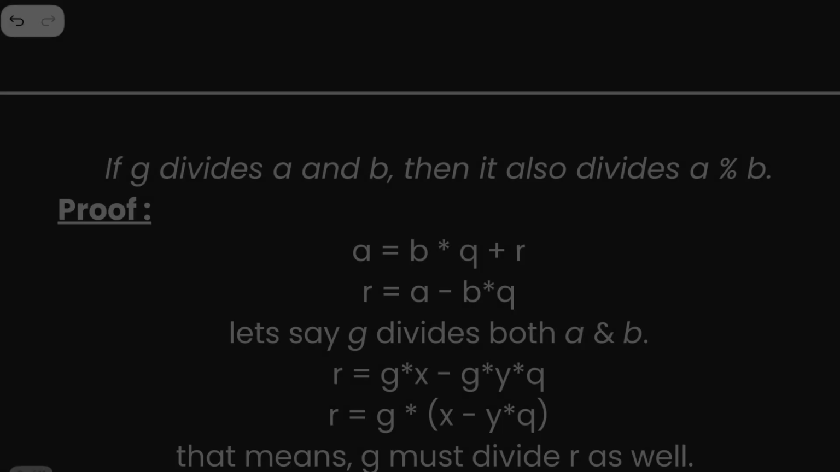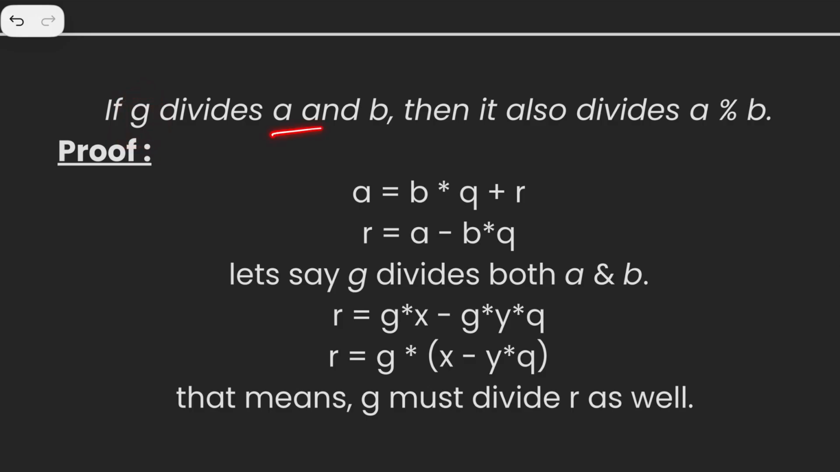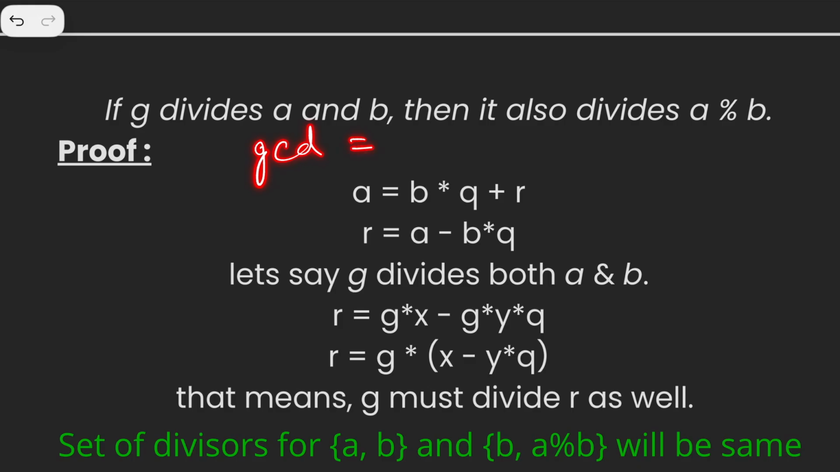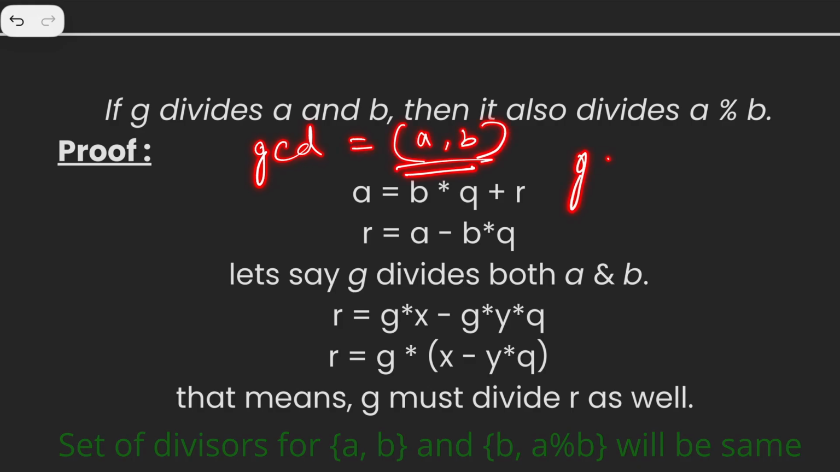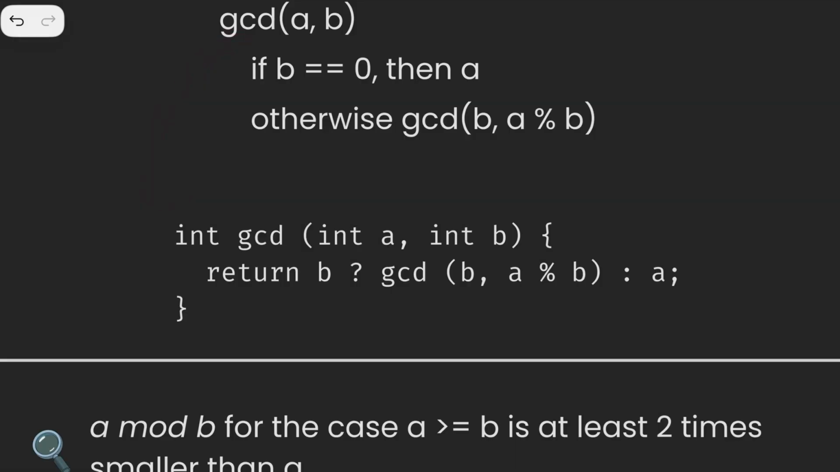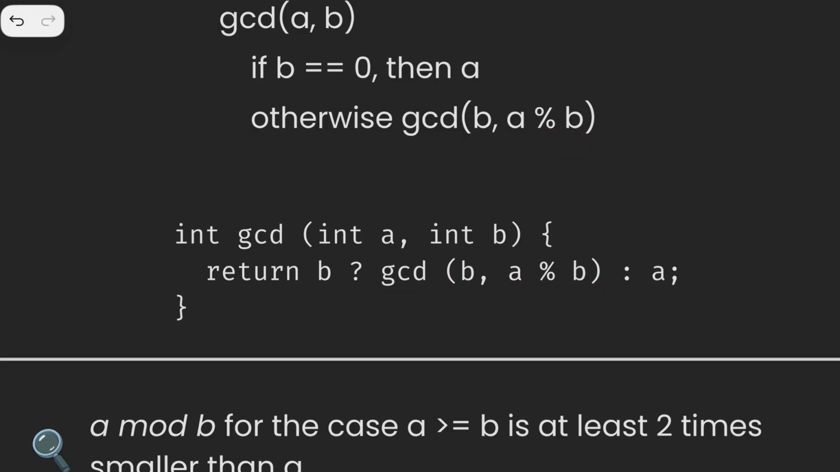I will reiterate it again. If there exists a divisor G which divides A and B both, no matter what the value of G is, whether it's the GCD or anything else, then that G will also divide A mod B. What does that tell you? Let's say you have a GCD for A comma B. Then the GCD of B comma A mod B will be exactly the same. Simple as that. So we are going to write this recursion and convert it into code. If B is 0, then we will return A. If B is not equal to 0, then we will call GCD of B comma A mod B. So that's the whole key observation here. If you still don't get this key observation, please do comment.